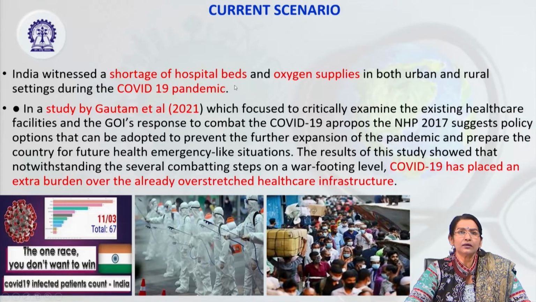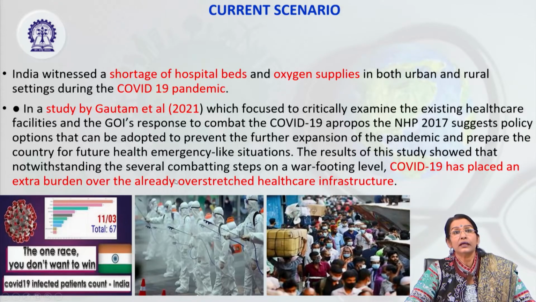On the basis of this case study done by Gautam et al. in 2021, it is found that COVID-19 has placed an extra burden over an already overstretched healthcare system, whatever existing healthcare infrastructure we have. Not only in terms of staff, doctors, hospital beds, facilities, equipment, oxygen supply, medicine, all kinds of things, it has created havoc and overstretched the healthcare infrastructure in our country.